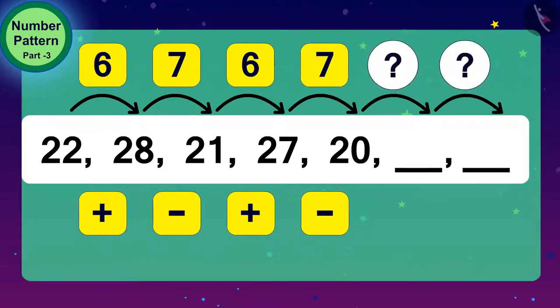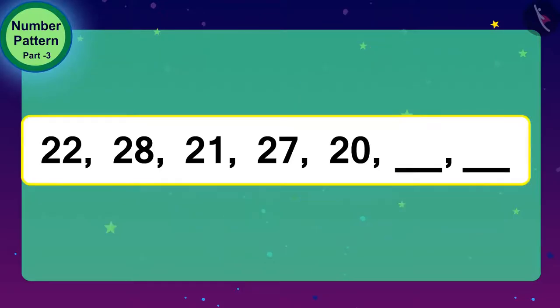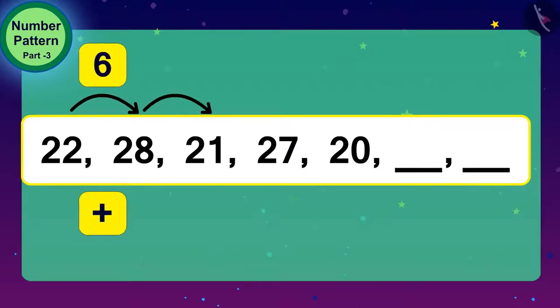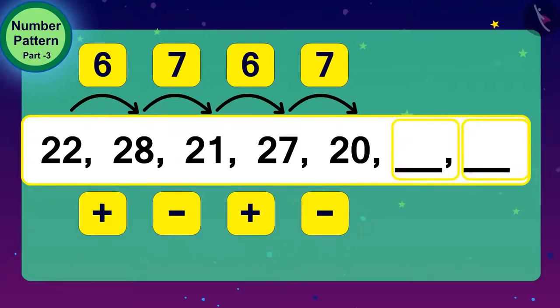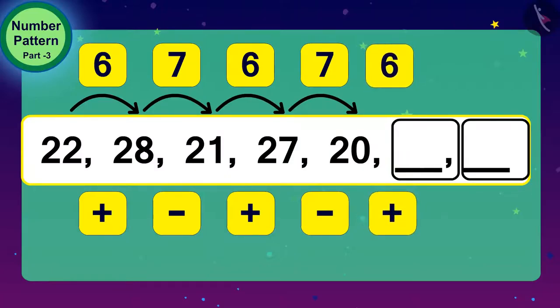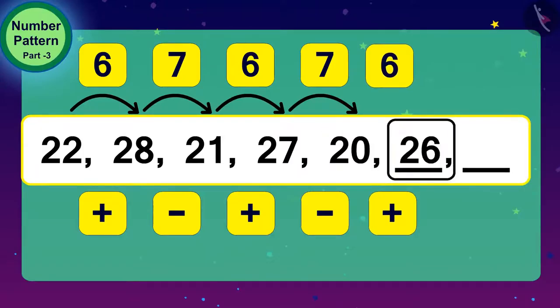Well, you are thinking right. This number pattern is being carried forward by adding 6 once and subtracting 7 the second time. So, what do we have to do to fill this blank space now? That's correct. We have to add 6 to 20. What will it be? 26.